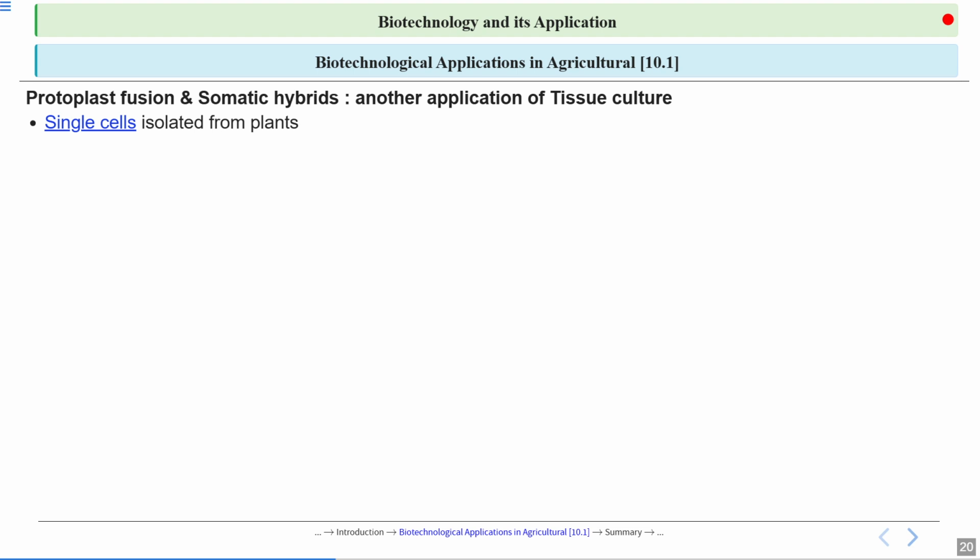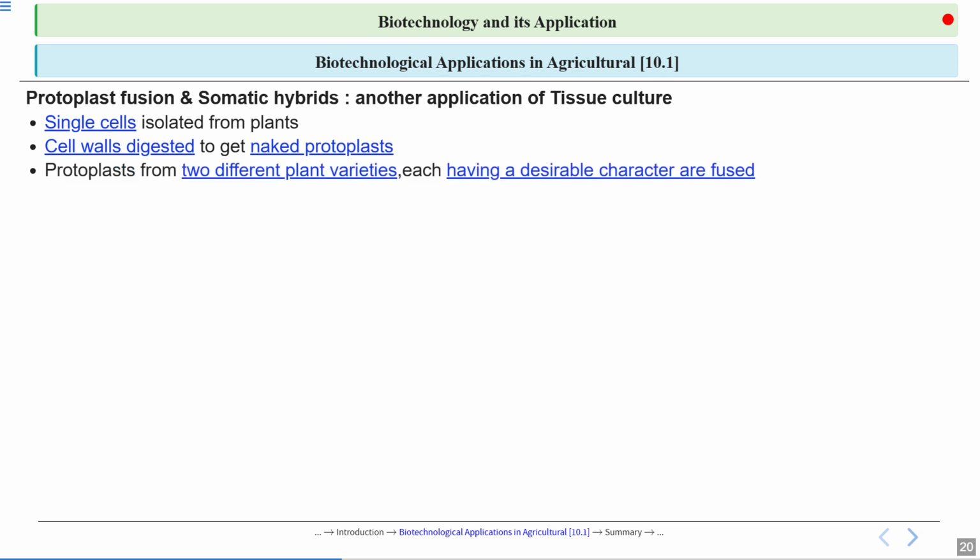What we do is isolate single cells from plants. Then we digest the cell wall to make a naked protoplasm. First we take single cells from the plant, and we know that plants have cell walls, so we digest, meaning remove, the cell walls, so that only the protoplasm without any cell walls is available to us. Now the protoplasm from two different plant varieties, each having desirable characters, are fused.